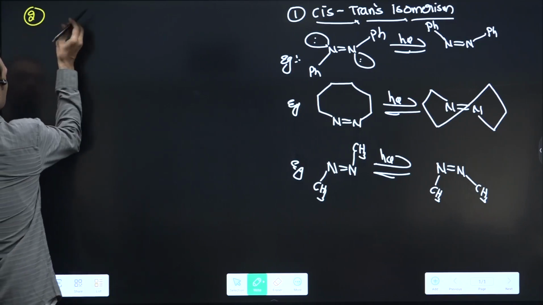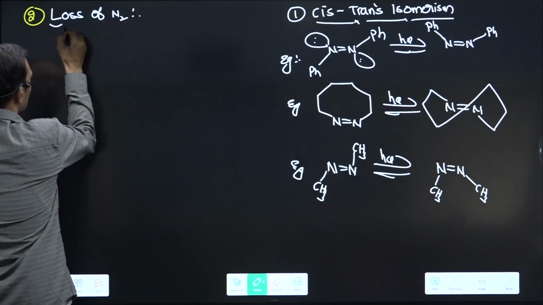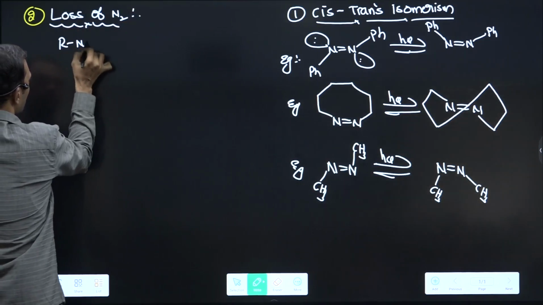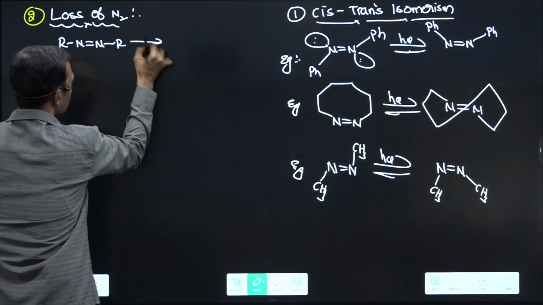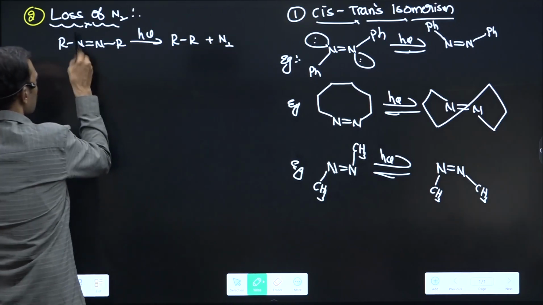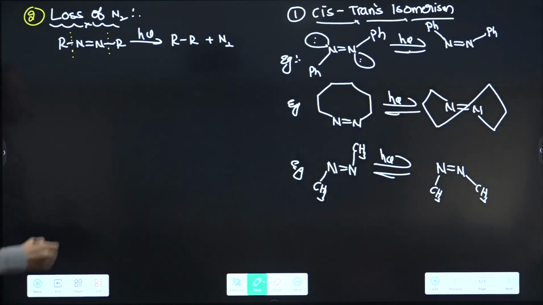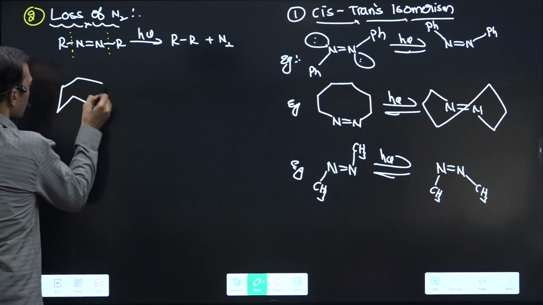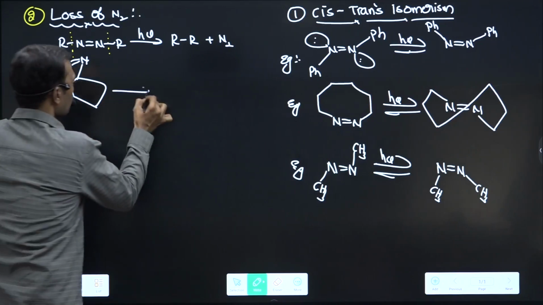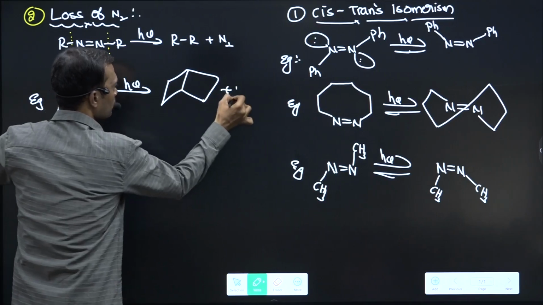Second reaction, loss of N2. Here a nitrogen double bond with two alkyl groups. Photochemically, if I irradiate, there is a coupling of R, or there is a net loss of N2. So remove these two and you will get a dimer. Two alkyl parts get joined together. Here nitrogen double bond, photochemically activated. So here there is a net loss of N2.